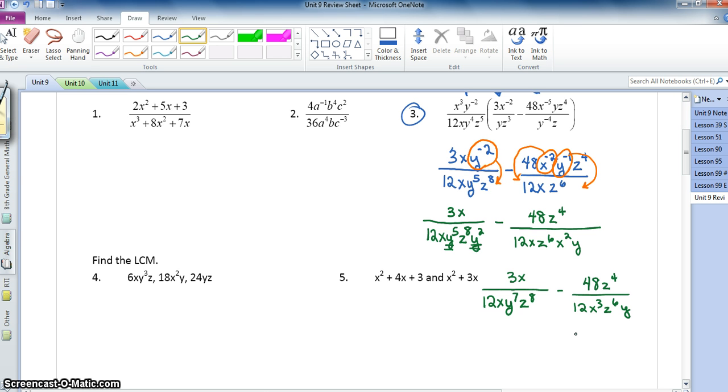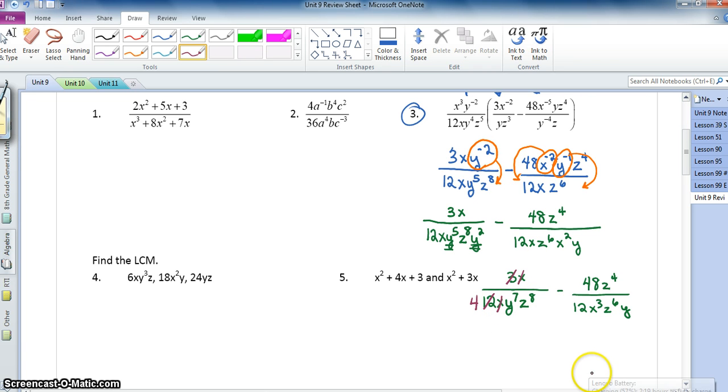Now I want to see if I can cancel anything from top to bottom here. I cannot do any cross canceling here. Why? Because there is a subtraction sign in between. You can never cancel over addition or subtraction, ever. I have the 3 and the 12. I can simplify things there. Divide them both by 3. That gives me 4 on the bottom. The x and the x can be simplified.